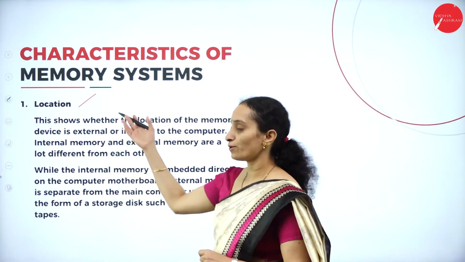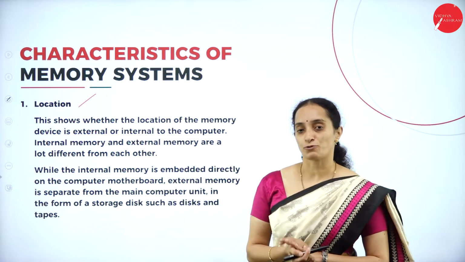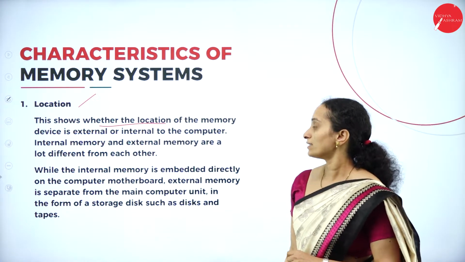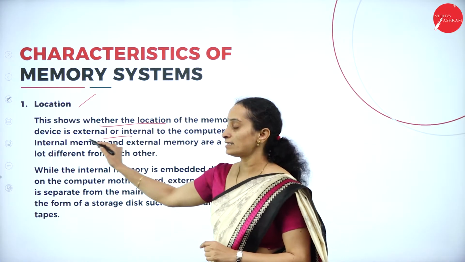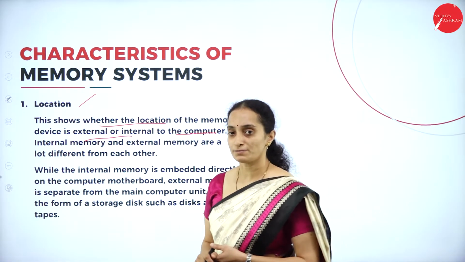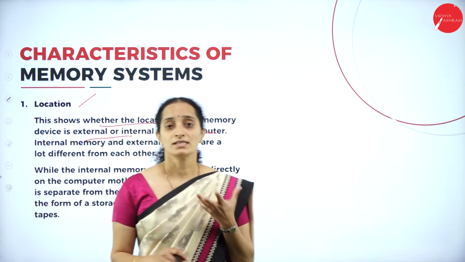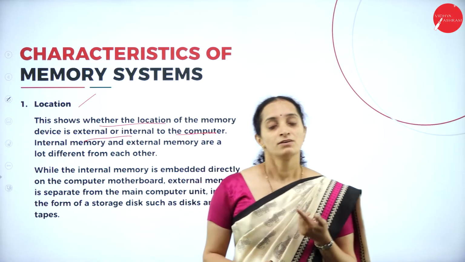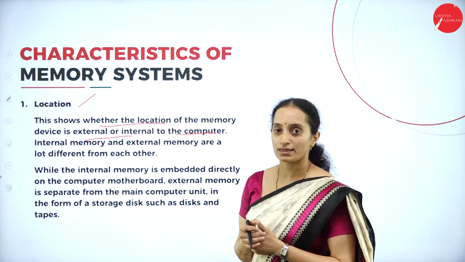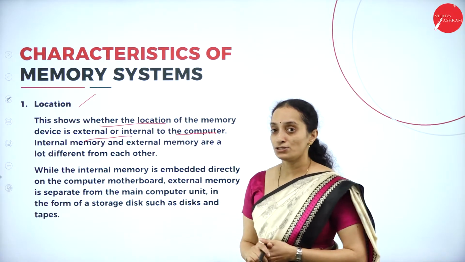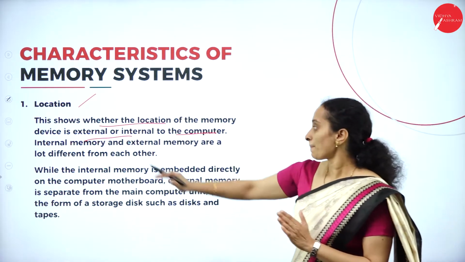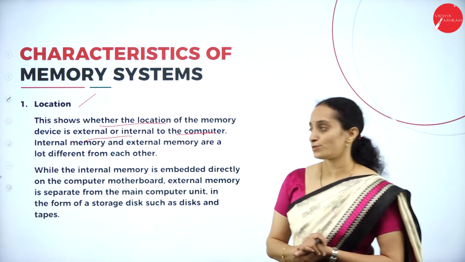Why do we need the location? So location is the first and foremost characteristic of any memory system. This shows whether the location of the memory device is external or internal to the computer. So we have memory sticks like pen drives, CDs, flash drives, which are external to the computer. They are externally connected and the data are stored in them, isn't it? So location is used to know whether the device is external or internal to the computer.